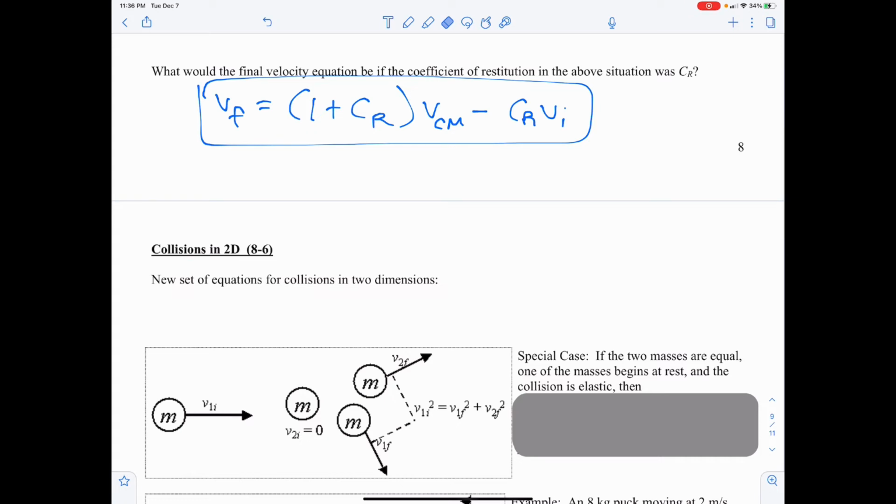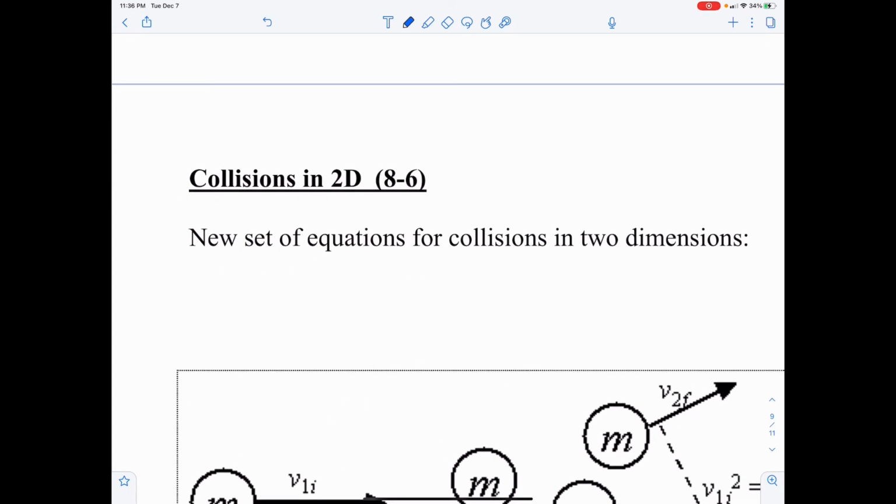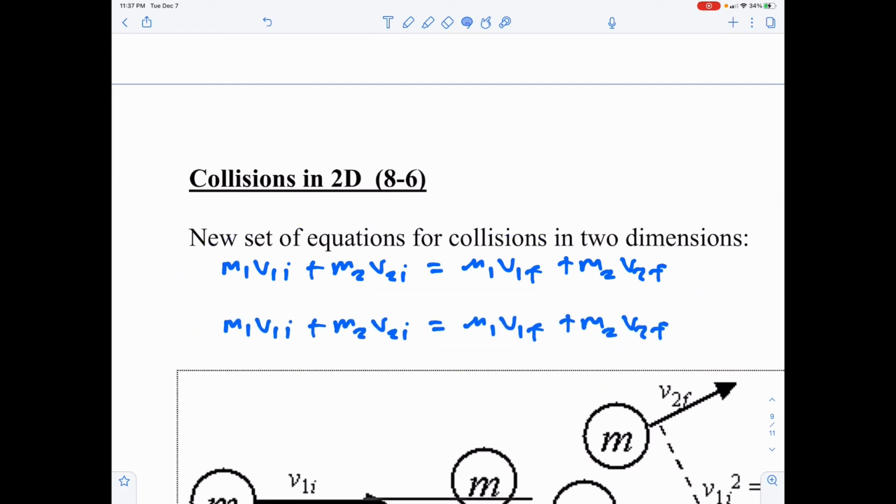But we're going to do an example of what happens when the masses are not equal. Well, we basically use our momentum equation. So it's m1 v1 initial plus m2 v2 initial equals m1 v1 final plus m2 v2 final. And what we do is we copy this equation twice. Okay, so I'm going to pause the video. Go ahead and pause the video right now. Write the equation twice.